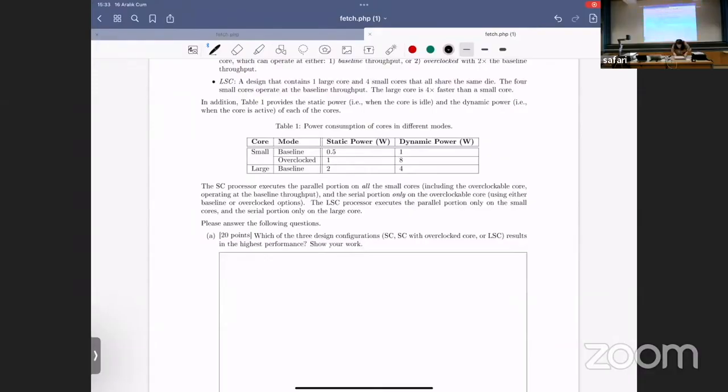Basically, this is a little bit important. Let us underline it. So the SC processor executes the parallel portion on all the small cores and the serial portion only on the overclockable core, using either baseline or overclocked options. And the LSC processor executes the parallel portion only on the small cores and the serial portion only on the large core. So these are important to remember.